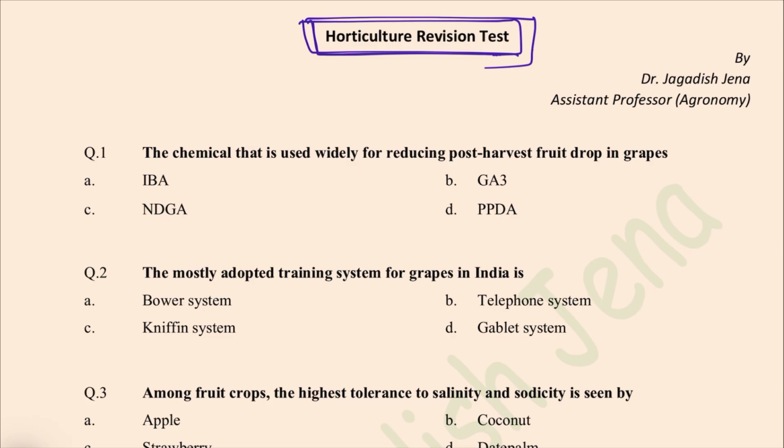We have tried to compile it in a way that reflects what type of questions generally come in competitive exams, right? So that you can better correlate these questions with your competitive examination, and it will help you correlate what type of questions might come in your exam.